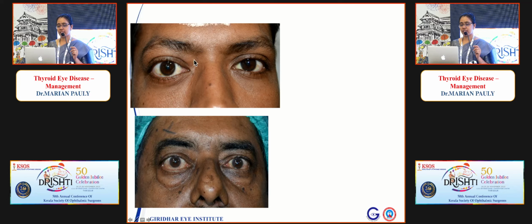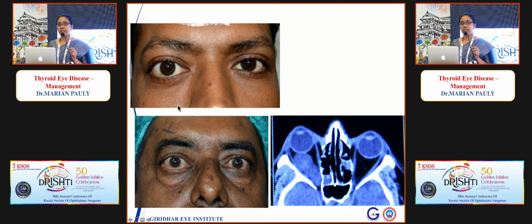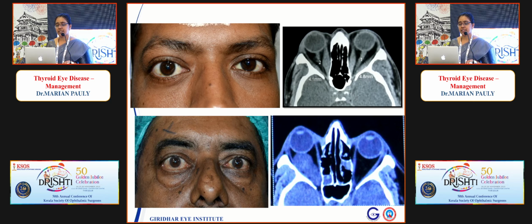Both are axial proptosis. But always check thyroid. If the thyroid is normal, you have to get a scan done before you label it as euthyroid ophthalmopathy. Otherwise, you can miss things like this. It's a case of intraconal mass, schwannoma. The first case was thyroid eye disease. So that's the take-home message.